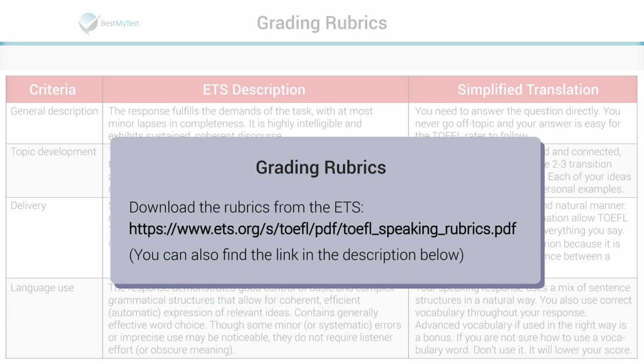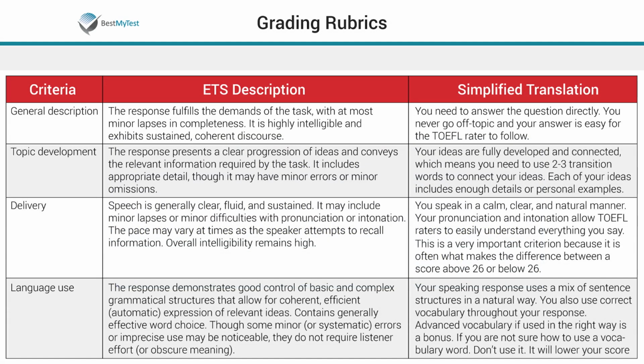All right, we're almost done with today's lessons, but let's look at the most important part, the grading rubric. All right, so here's the rubrics table for the TOEFL Integrated Speaking task. You can download it from ETS. There's a link here on the screen, and there's also one down below in the description. So I'm not going to go over the ETS description. I'll leave that for you to look at, but I am going to talk about it in normal, everyday, simplified English.